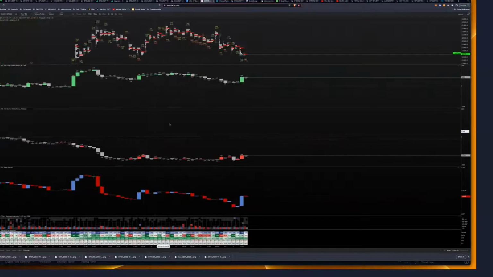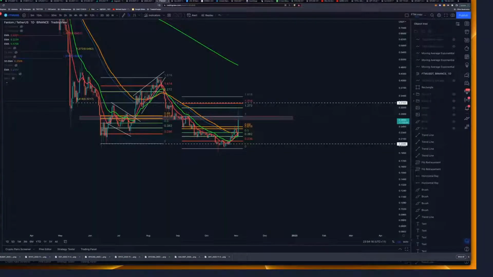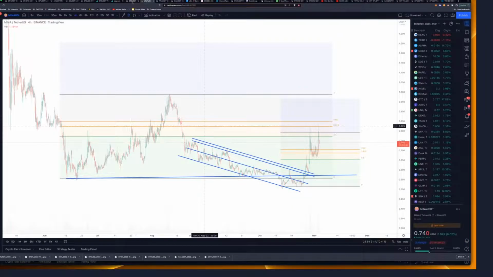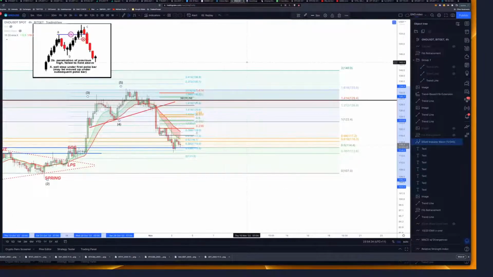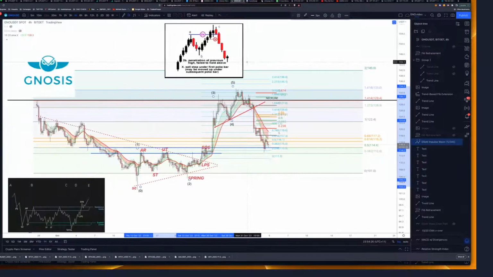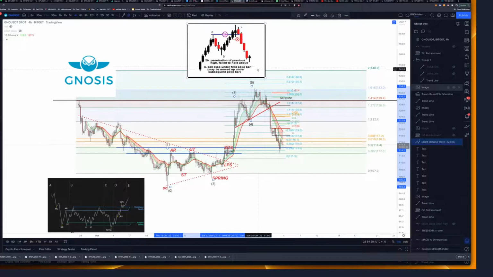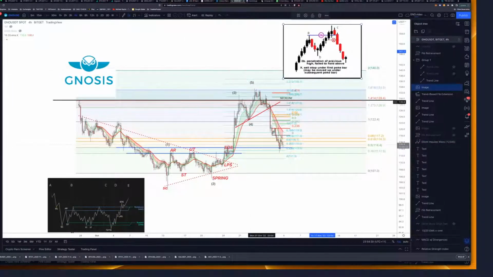All right, that's that there. Let's look at other charts. So FTM is still doing what it's doing. I missed this trade, that's for sure. I called it out too. So I'll probably find support. Let's look at a few charts.